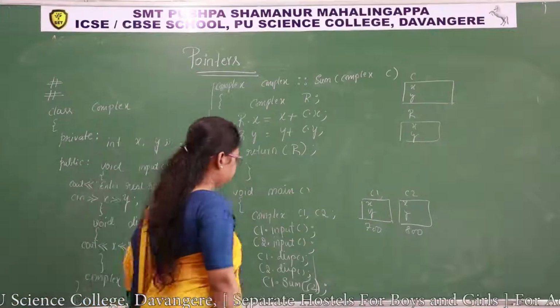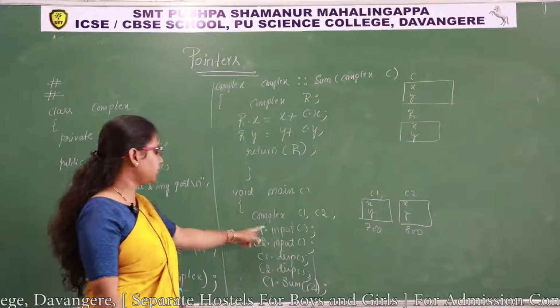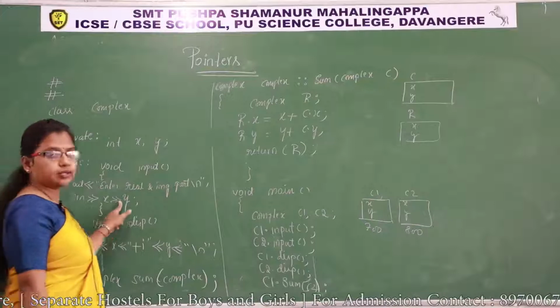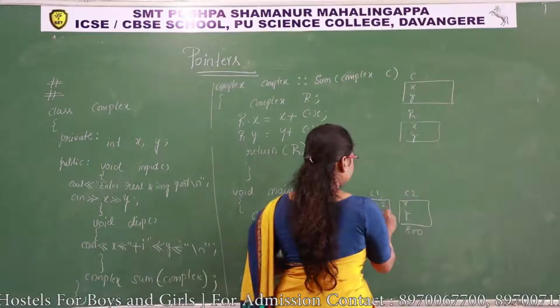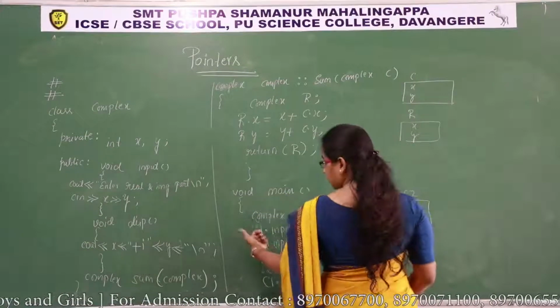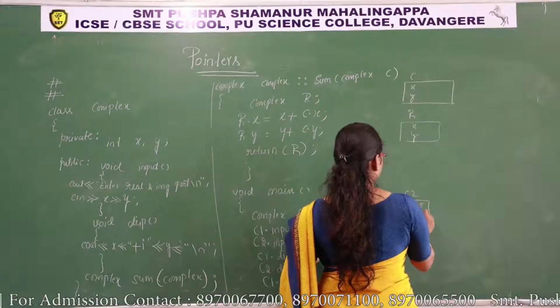See here, when I call this function using this object, C1 dot input, this input function will be executed. Let us assume the values are like this, 2 and 3. When you call the same function using the C2 object, again values go to this object. I'll take 5 and 4.